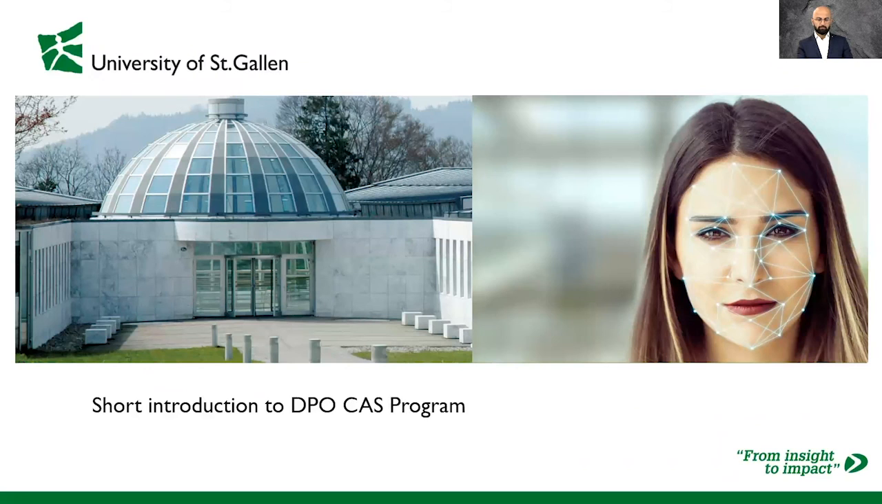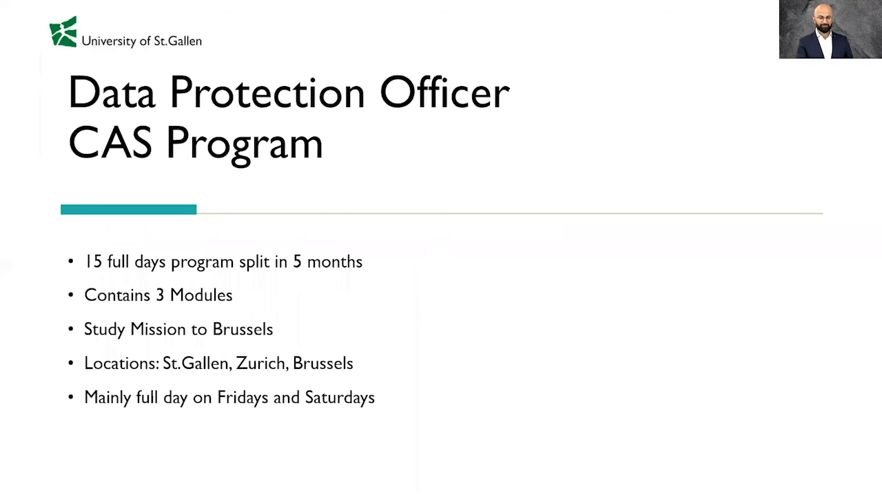That's all. Now, briefly, I would like to introduce our Data Protection Officer program at the University of St. Gallen, which we have been executing since last year, and it's going very successfully. Our course is a CAS program, which is 15 days in 5 months. We start our course at the Executive Campus of St. Gallen University in St. Gallen. But next year, in the next edition, we will start in Zurich.